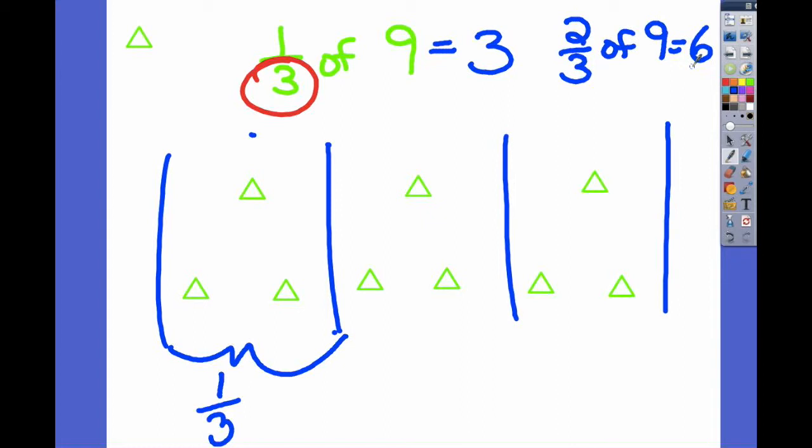Once you find out how much 1/3 equals, could you just kind of think in your head how much 3/3 would equal or 2/3 would equal? How would you do that, Camden? What would you do? Count by 3. Okay, count by 3s.